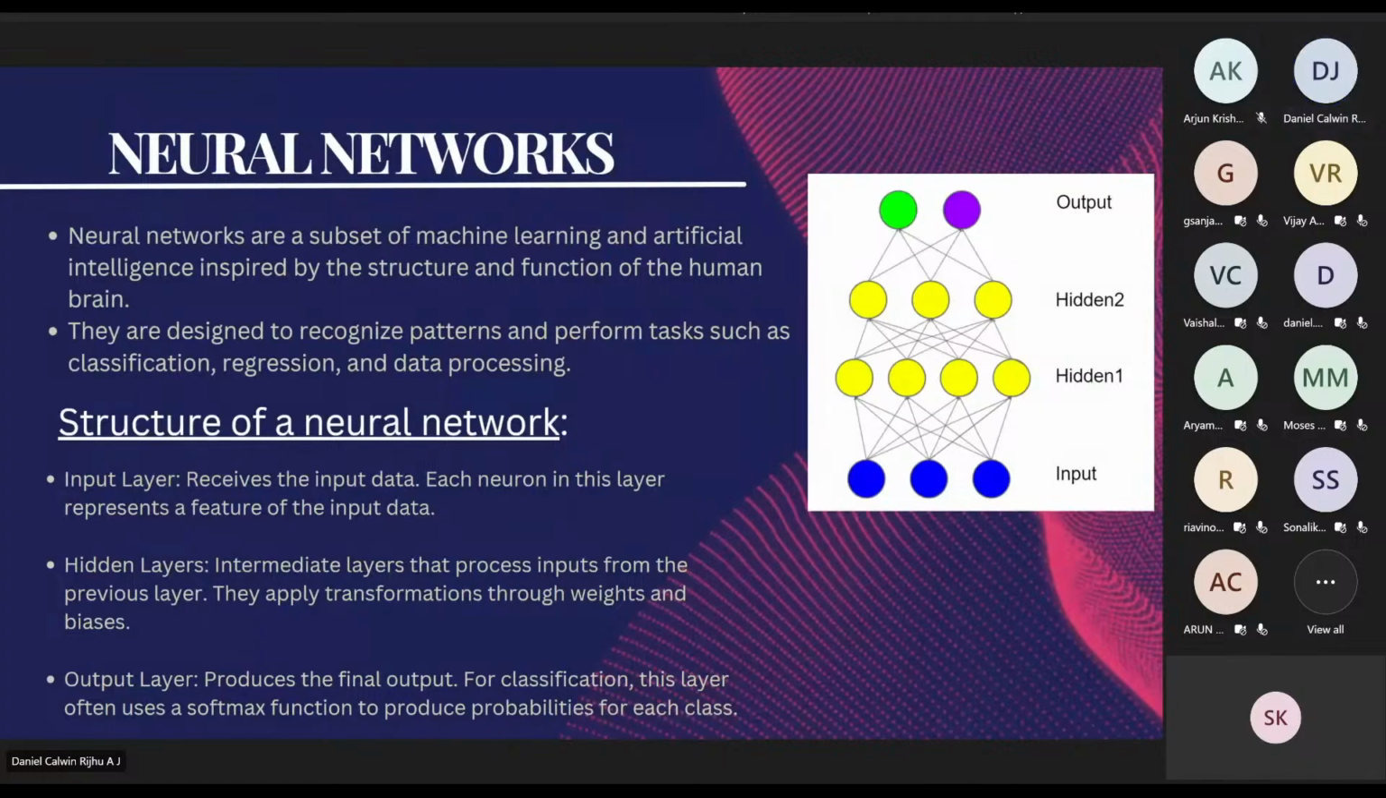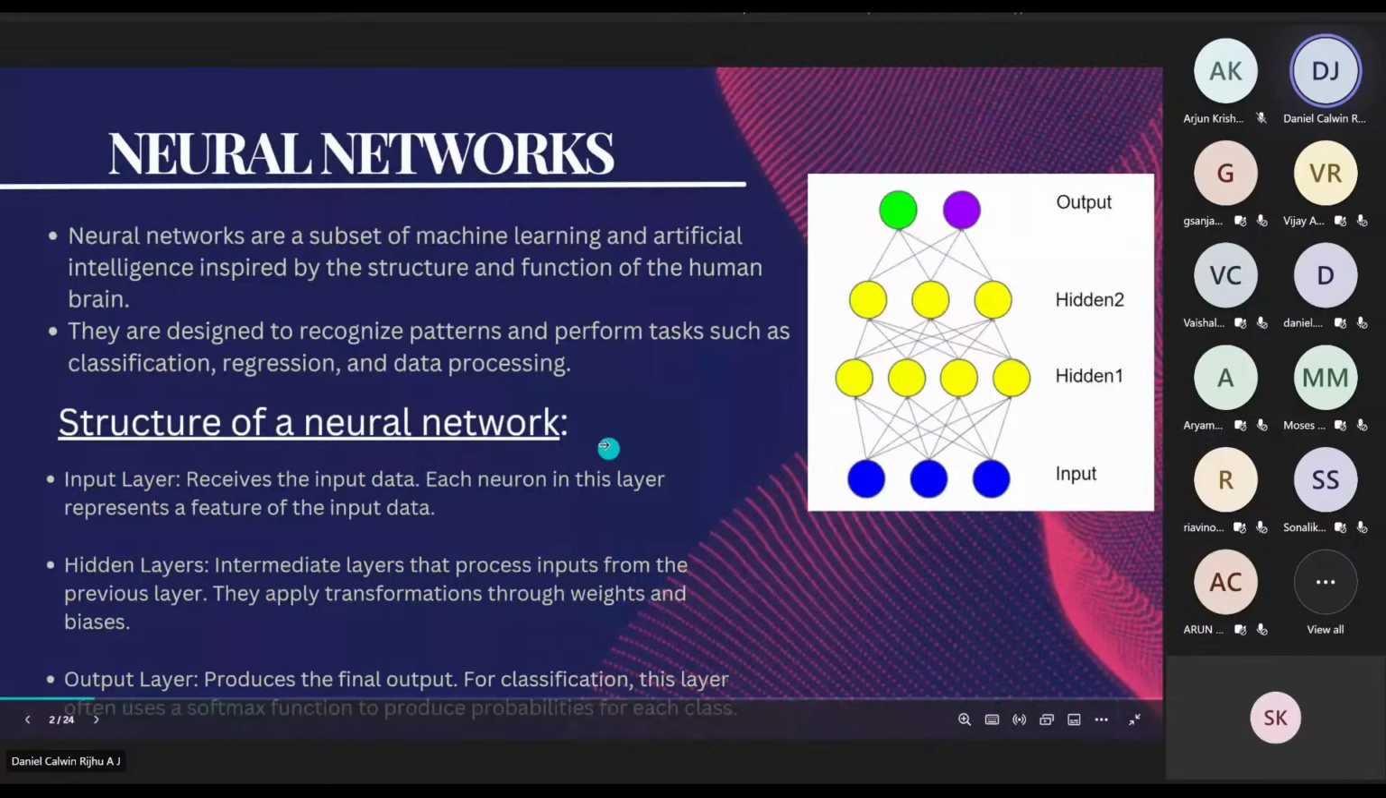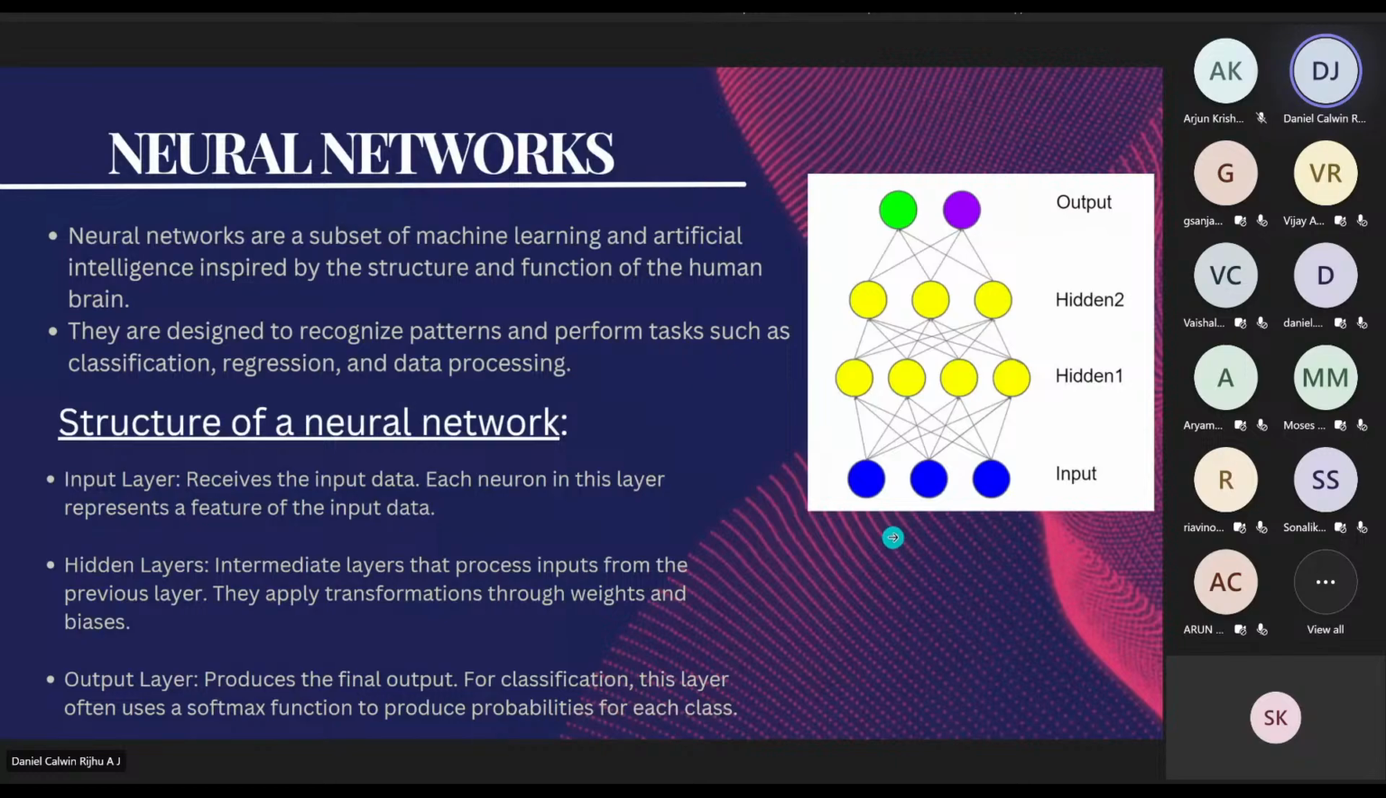Neural networks are one among the many machine learning models used to train on a particular data set. We'll be covering the very basics of neural networks today because you will be learning in depth about these neural networks in the upcoming sessions. As the name suggests, neural networks are inspired from the functioning of a human brain, and they are designed to recognize patterns and perform tasks such as classification, regression, and data processing.